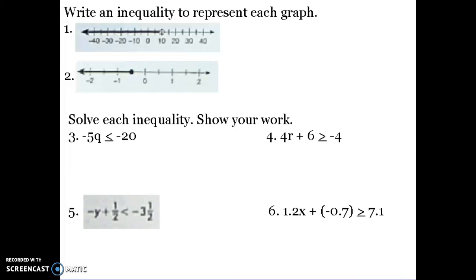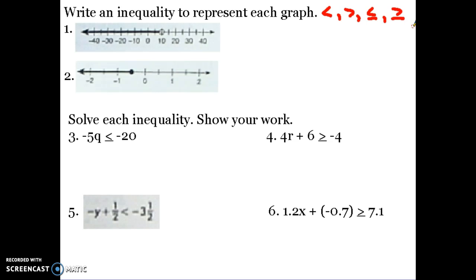Inequality review. Write an inequality to represent each graph. So when you have a graph, you're going to use a variable. It doesn't matter what variable you use. You're going to use less than, greater than, less than or equal to, or greater than or equal to. And then you're going to write the number that the graph starts with.